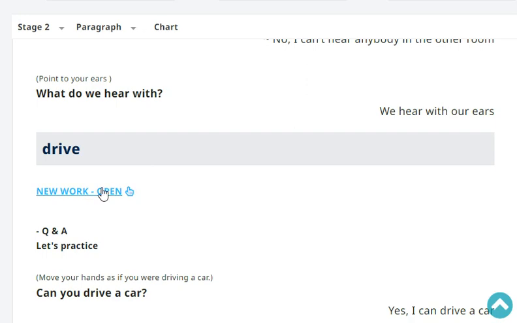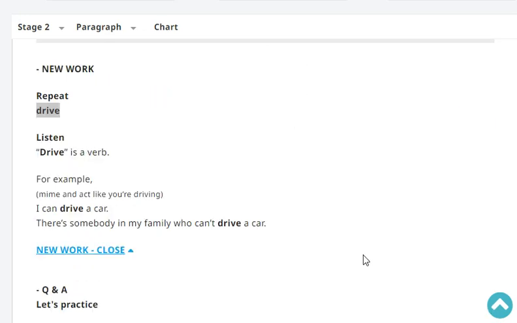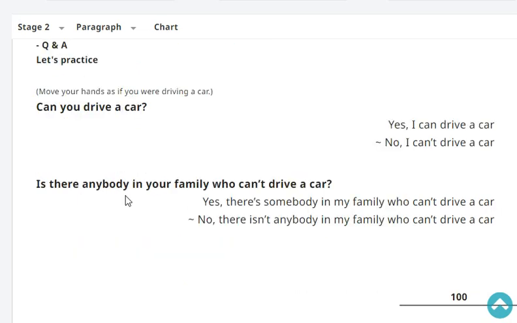Next, repeat: drive. Very good. Okay, listen. Drive is a verb. For example, I can drive a car. There's somebody in my family who can't drive a car. Let's practice. Can you drive a car? Yes or no? Yes, I can drive a car.